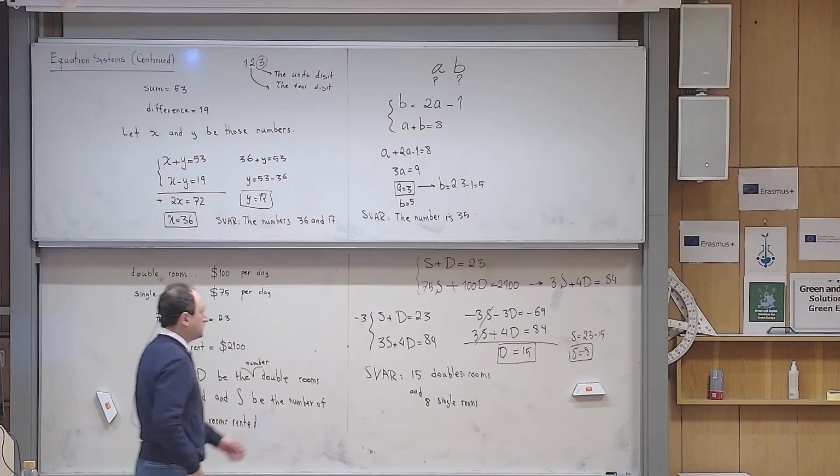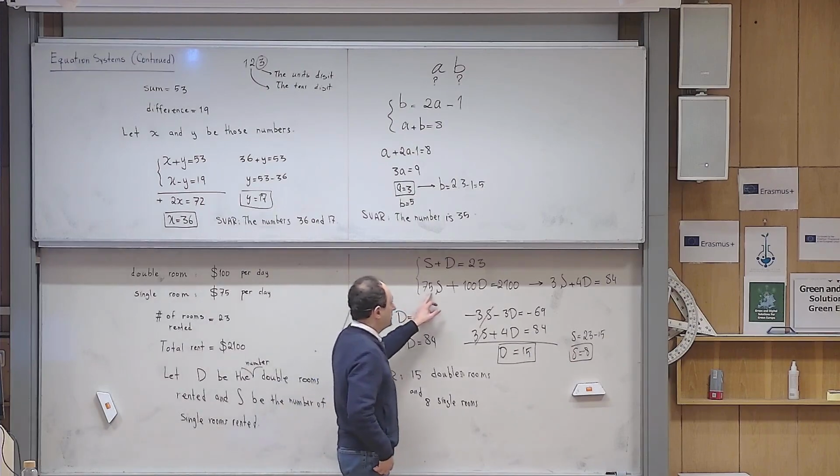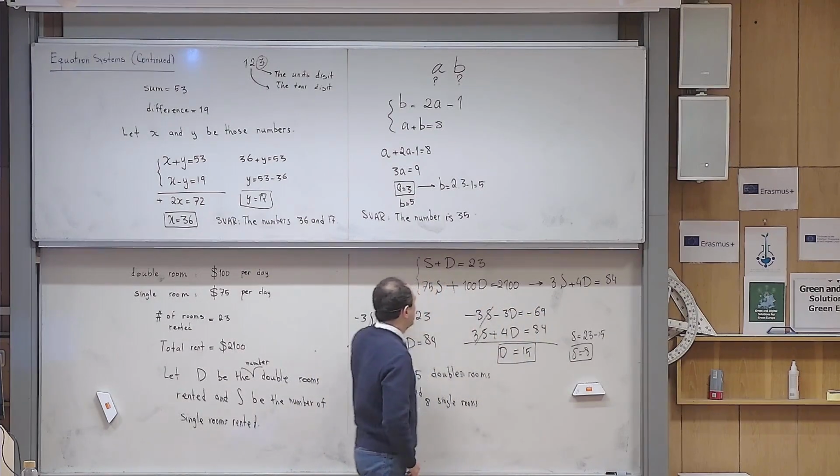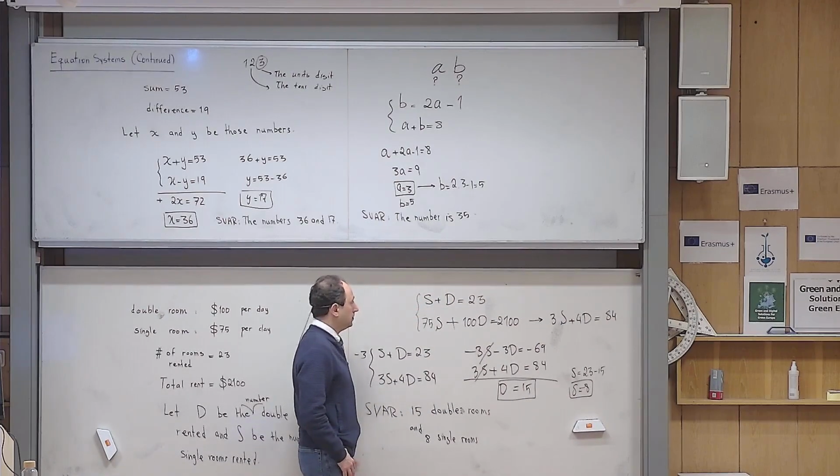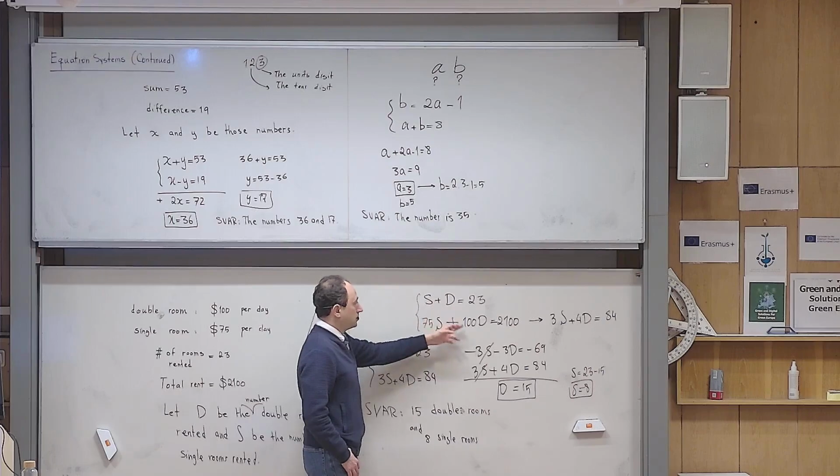So the only problem that you're probably not comfortable with is dividing by 25. So you don't need to do that. For example, you can start the addition method from the beginning by multiplying this by minus 75. Minus 75S and 75S will be gone. Minus 75D plus 100D becomes 25D.